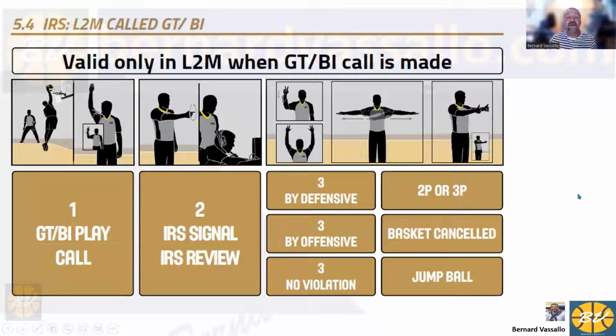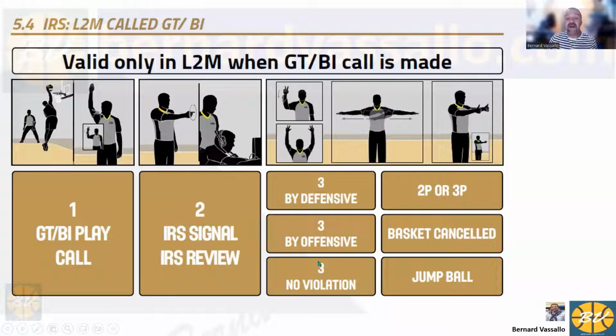Here we've got something valid only in the last 2 minutes of the game, where the referees have called some goaltending or basket interference. There is a decision. I repeat, there is a call made by the referees. Referees can then stop the play to review, to check whether that call was correct or not, therefore whether to give the basket valid to the team or even then to cancel that particular basket, depending on the video review.